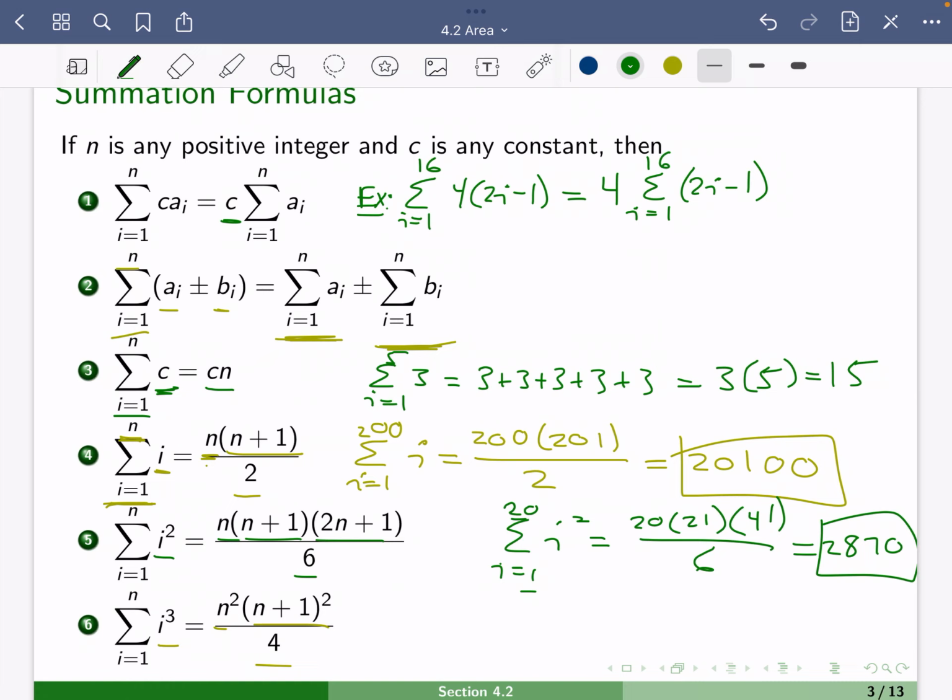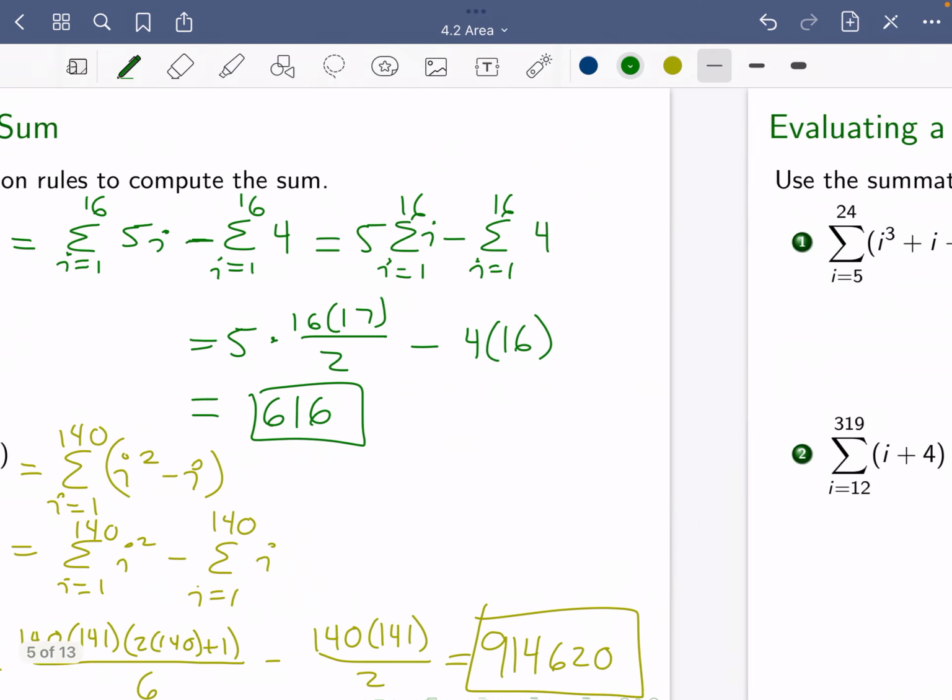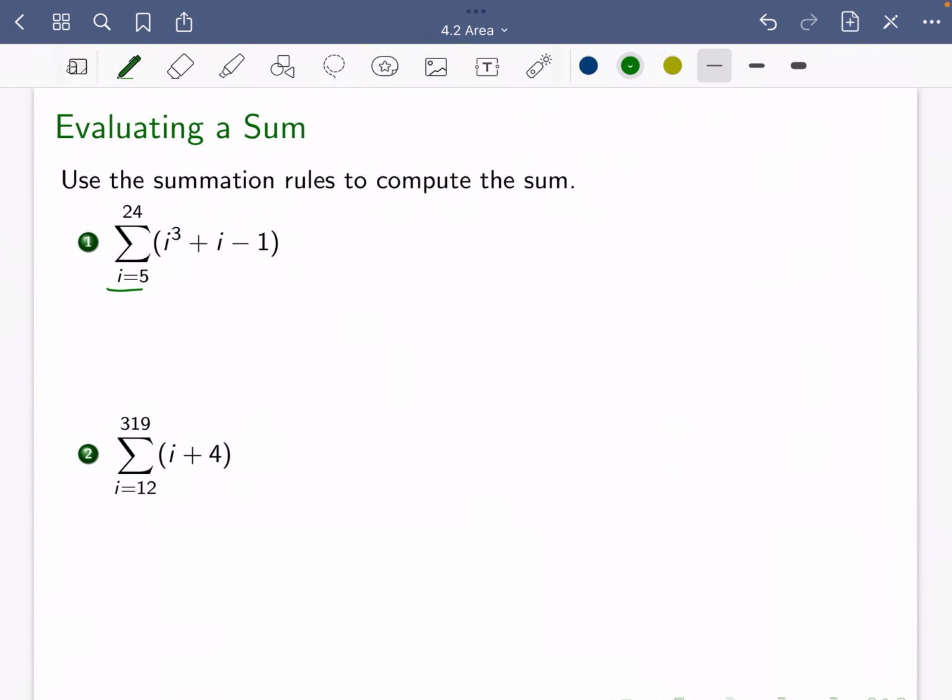Notice all of these summation rules start at 1. And the example that we're looking at here does not start at 1. We're starting at 5. So how are we going to make use of those rules if we're starting at 5 and not 1? Well, what we could do is we could do this. Let's just start at 1, i equals 1 through 24 of i cubed plus i minus 1.